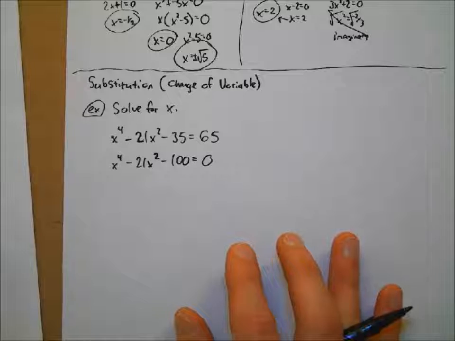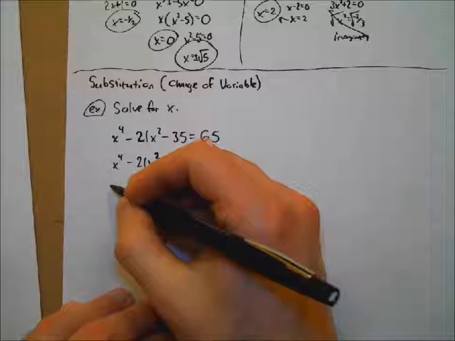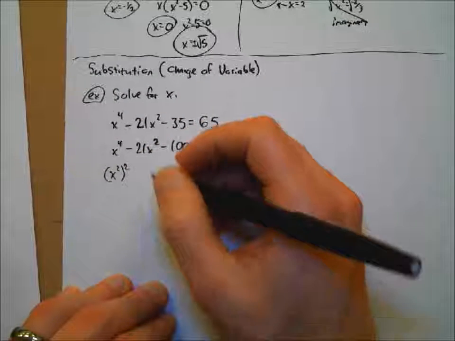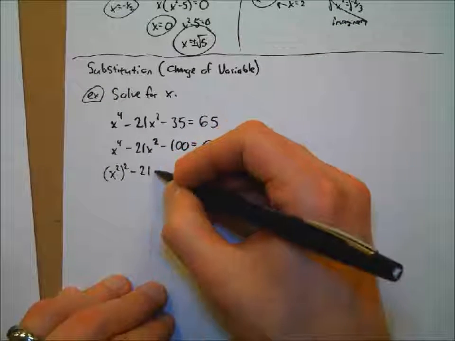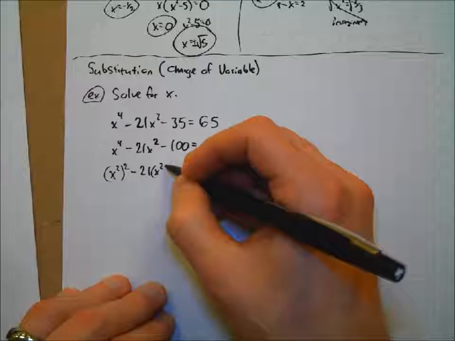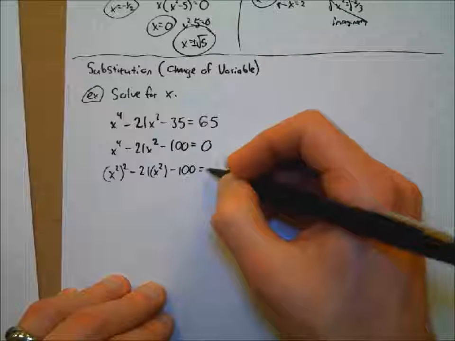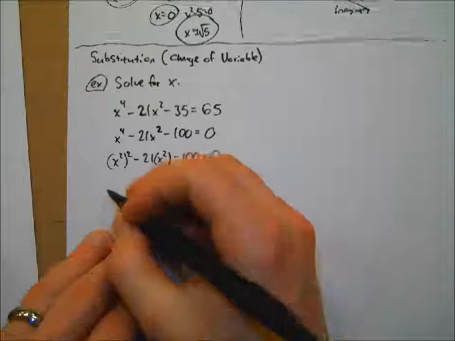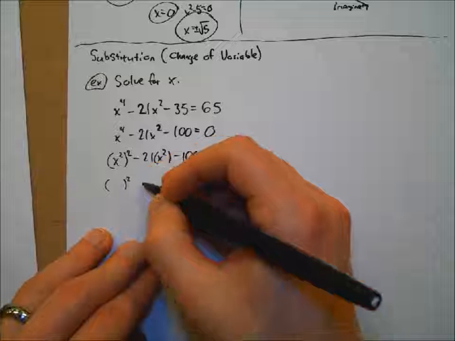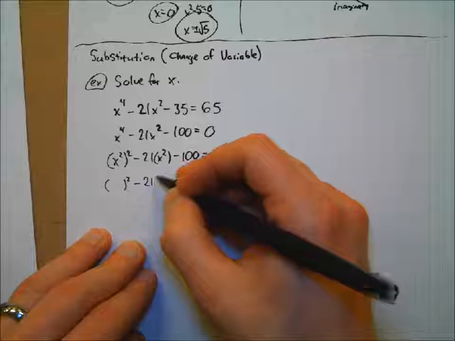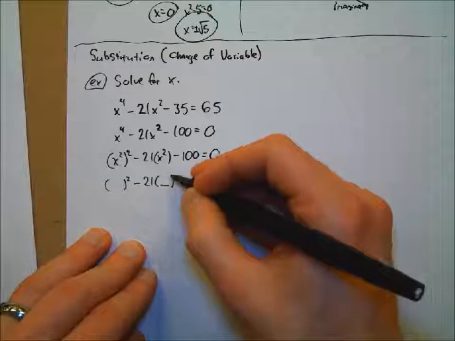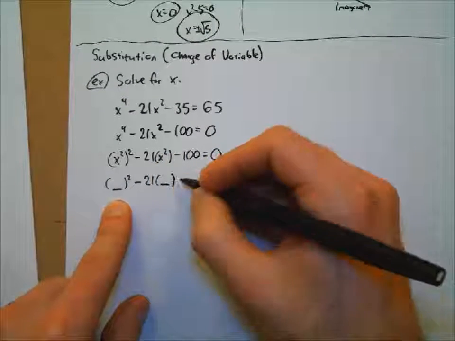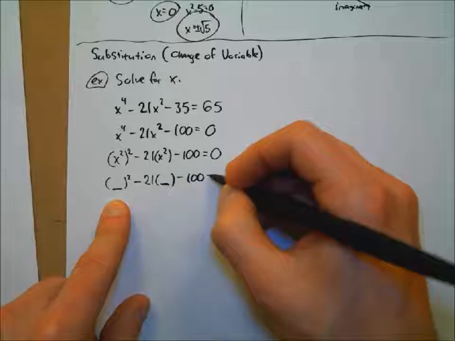Well, let me show you something here. If we take x to the 4th, that's the same as x squared squared. And then minus 21, well, there's that x squared again, minus 100 equals 0. Or put another way, we have something being squared, minus 21 times that same something, both of these are x squareds that were in the little blanks, and then minus 100 equals 0.